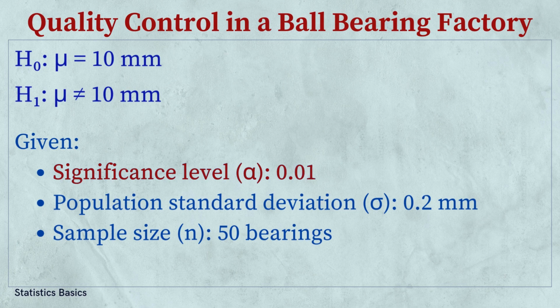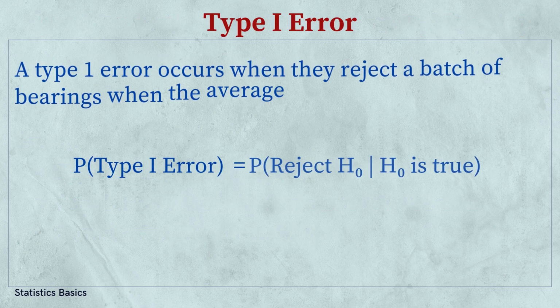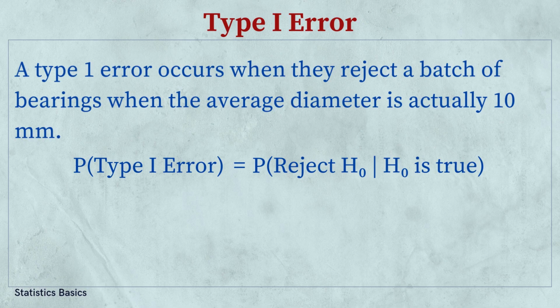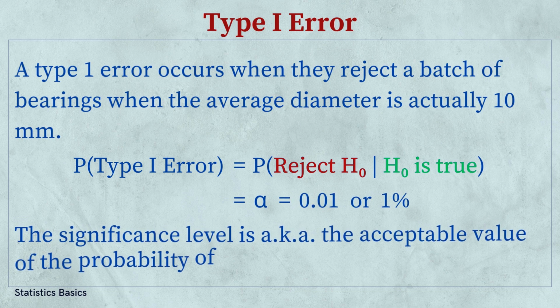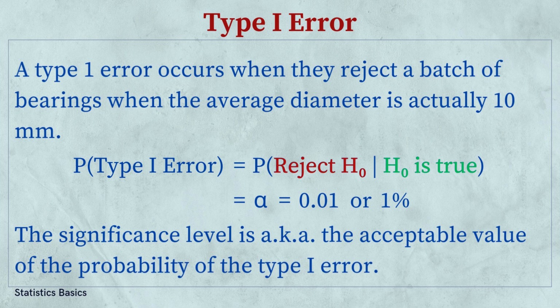They initially set the significance level at 1% and use a population standard deviation of 0.2 millimeters based on historical data. Now, in this case, a Type 1 error occurs when they reject a batch of bearings when the average diameter is actually 10 millimeters. Because they've chosen a significance level of 0.01, there is a 1% chance of making a Type 1 error.